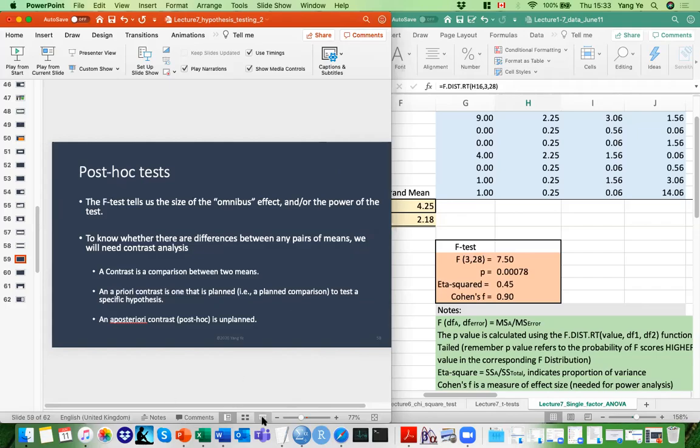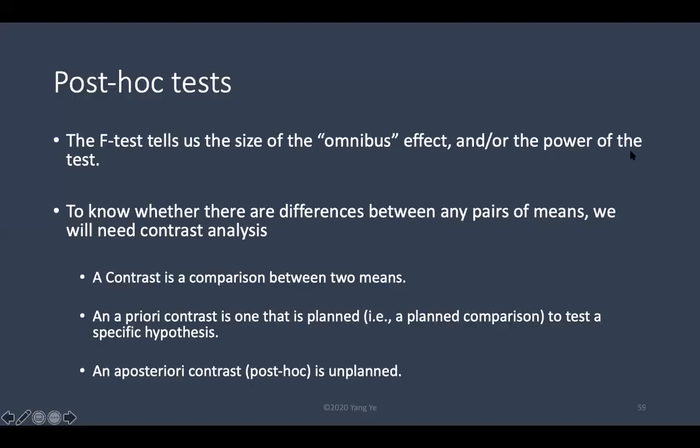Now, here's something that's important before we wrap it up. So what the F-test tells us in the case of ANOVA in our design is that there's an omnibus effect, right? The F-test is usually considered an omnibus effect, suggesting that the four means are different from each other.